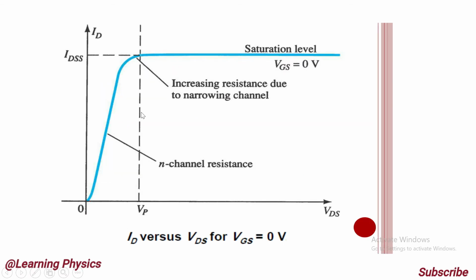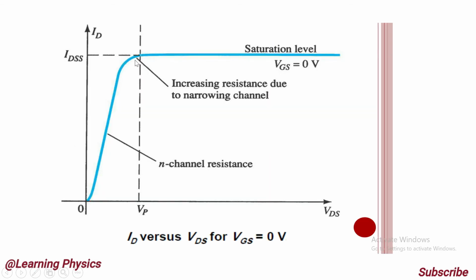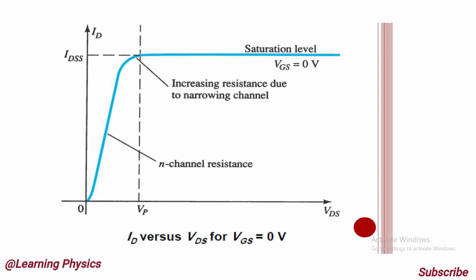And we can see here the characteristic, which is the ID versus VDS curve, for VGS equal to zero. In this region, called the ohmic region or N channel resistance, by Ohm's law, this is also a resistance for us. When the value of VDS crosses VP, the pinch-off voltage, the device goes to the saturation level and the value of current becomes constant, which is equal to IDSS.